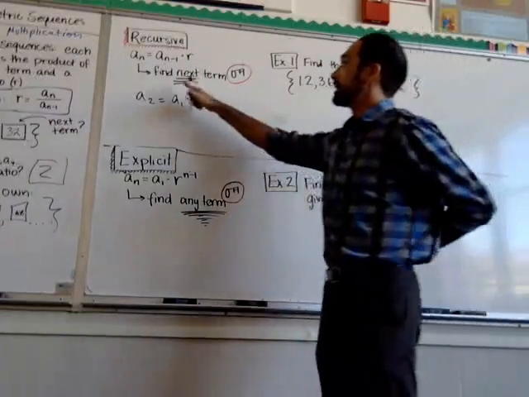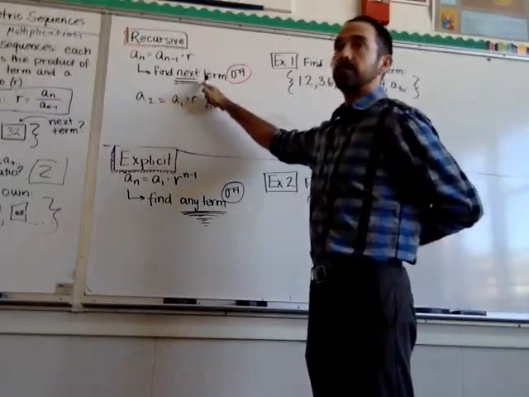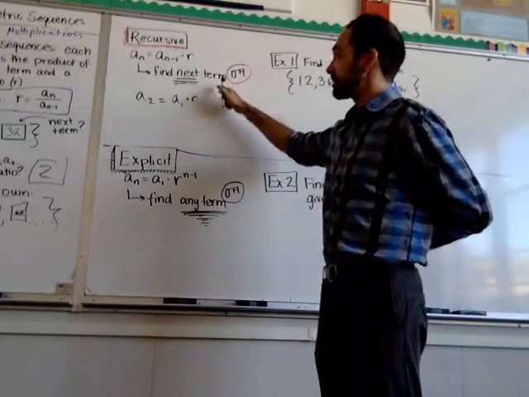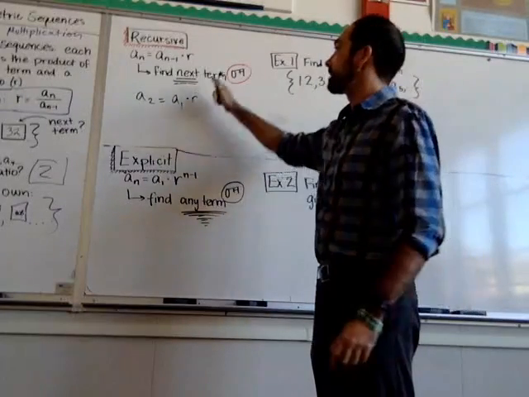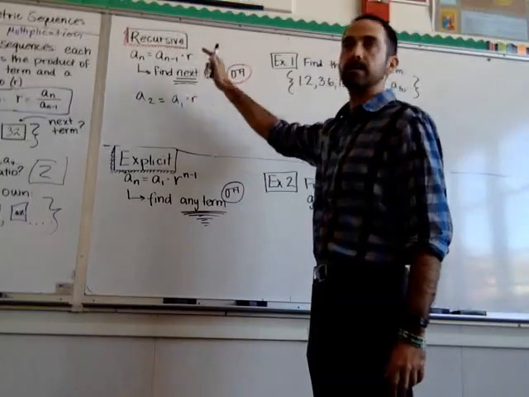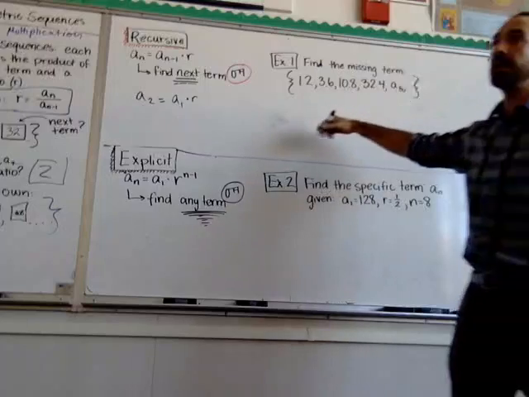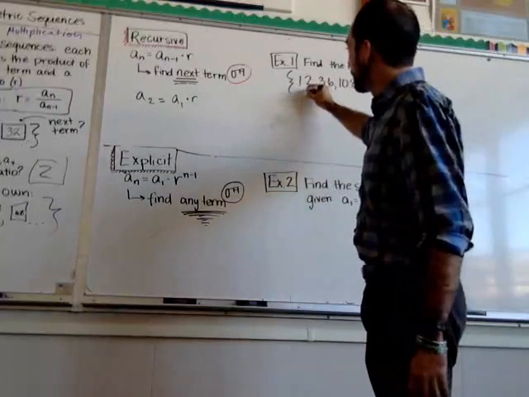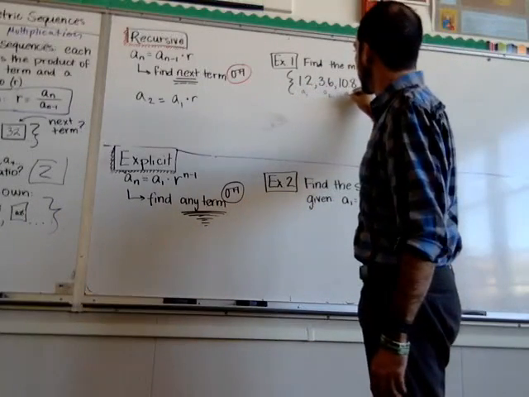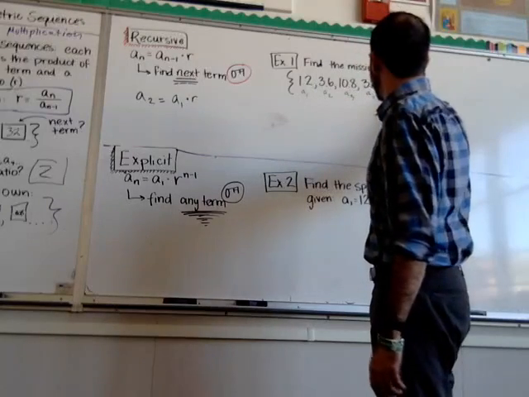So now this is what we're going to do to find the next term. When you're finding the next term, use recursive. You can use explicit for everything, but when you're looking just for the next term, recursive is quicker. Find the missing terms. Okay, first let's label it. What goes first? A1, A2, A3, just so I can refer to them quicker.